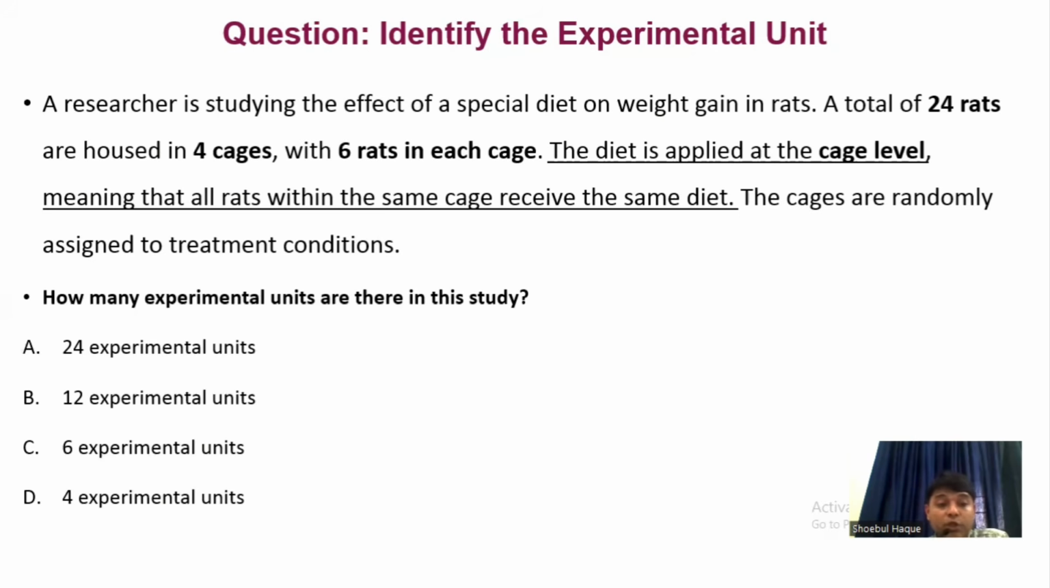So the correct answer here should be cages, not the rats, but cages. So how many cages are there? 4 cages. So there are 4 experimental units.